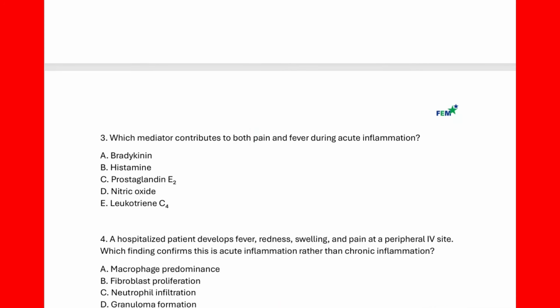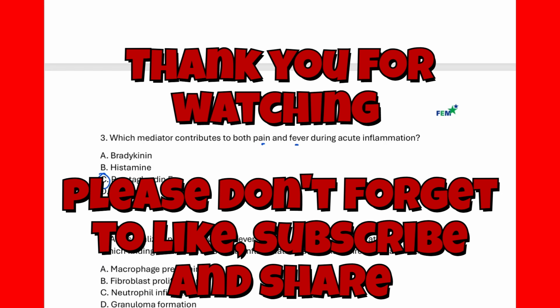Next question. Which mediator contributes to both pain and fever during acute inflammation? Remember, we are not only referring to pain here, we are also asking about fever. So the best one there is going to be prostaglandin E2. Remember, as opposed to bradykinin, which only contributes to pain, not fever, prostaglandin E2 contributes to both pain and fever. And remember, prostaglandin E2 is produced from the arachidonic pathway. And that's why if somebody is having fever or pain, what do we give? We give NSAIDs, right? Like ibuprofen.